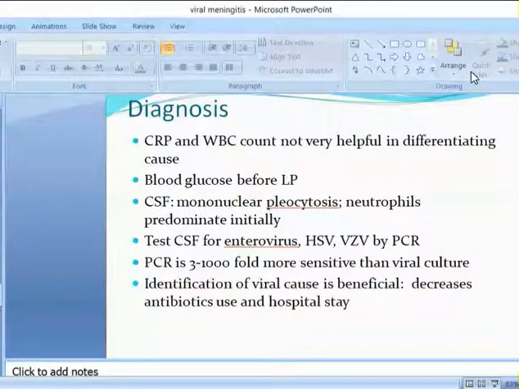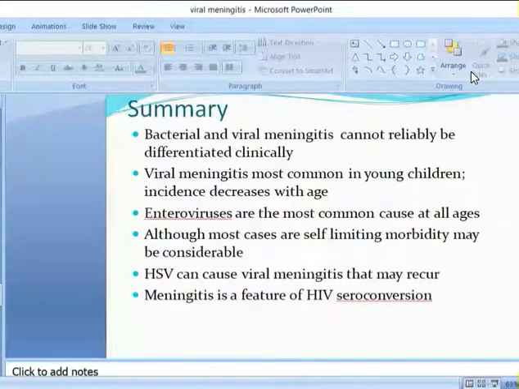So that's the last of the slides. Just to summarize, clinically it is difficult. Although the signs and symptoms are a little less severe in case of viral meningitis, still it is difficult to differentiate clinically between bacterial and viral meningitis. Although viral meningitis can occur in all age groups, it is more common in the younger ones, especially the enteroviruses that cause infections in infants and young children.